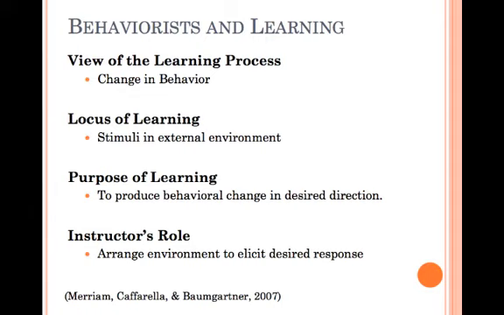The locus of learning, where does learning happen? Well, learning happens in the environment. It's not happening in the child's mind, the behaviorists say. It's happening through the child's interaction with the environment, with the positive reinforcement, and with the exercises.